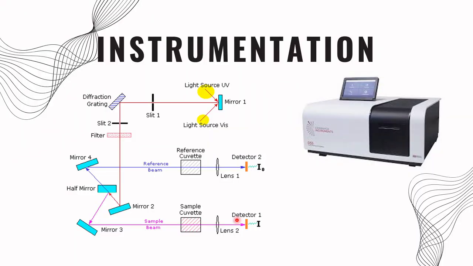Next we will see the instrumentation. What is measured in UV visible spectroscopy? This is the instrument that is used for recording the absorbance of the sample at various wavelengths ranging from 200 to 800 nanometer. Generally, it consists of a light source, monochromator, detector, amplifier and recorder. For generating visible light, a tungsten filament lamp is used. For generating UV light, a hydrogen deuterium discharge lamp is used.